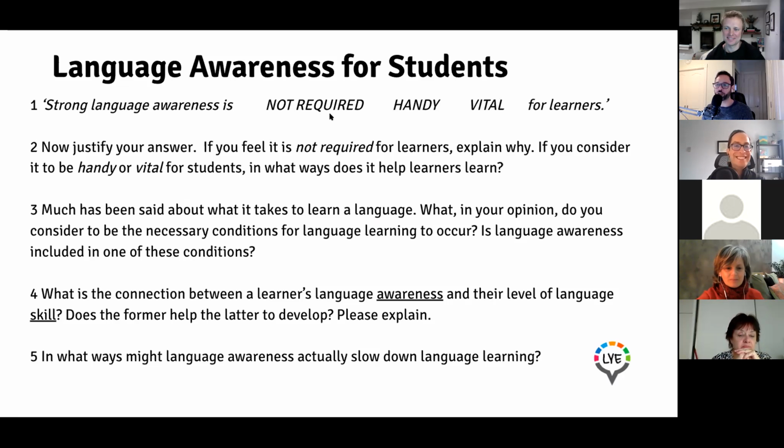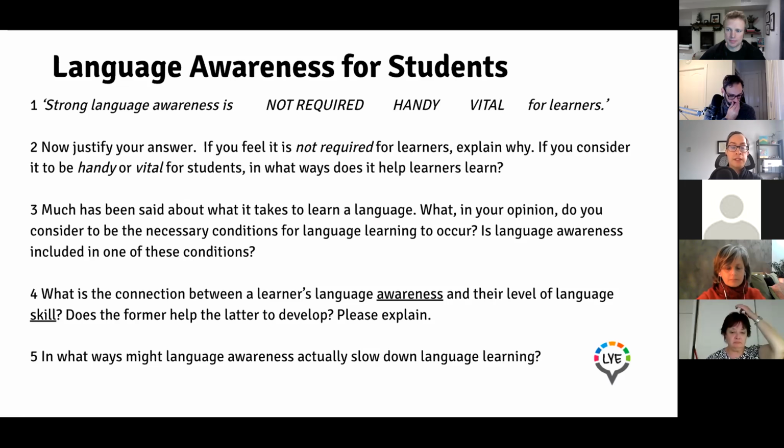Yeah. What about learners? What do you guys think? Do you think that learners need to have the same level of language awareness as teachers? And if not, why not? And if yes, why? So Fernando says, not required, but welcome. Danny says it becomes more and more vital as students improve their language ability.